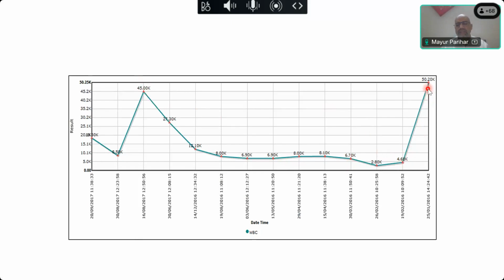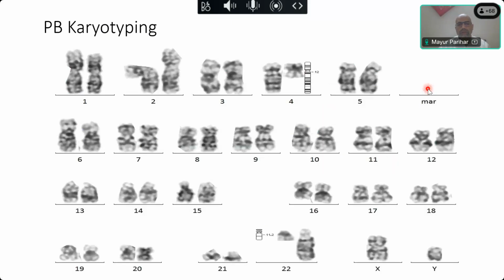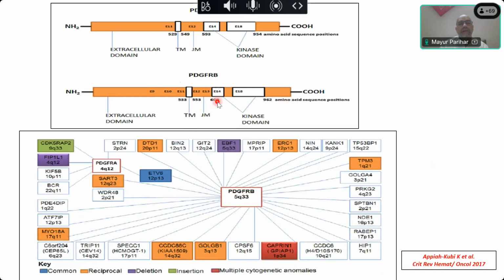So I said, okay, do one thing, send us peripheral blood or preferably a marrow for karyotyping. As the guideline says, at diagnosis in CMLs, you should do karyotyping, but with the numbers we have, it is very difficult to do that. So anyways, we karyotyped this patient, and what we found here was a 4;22 translocation. And what you see here at 4q12 is where your PDGFRA gene is present. So this patient had a PDGFRA gene rearrangement. So you must understand that PDGFRA and beta, both of these can be seen in myeloproliferative neoplasms.